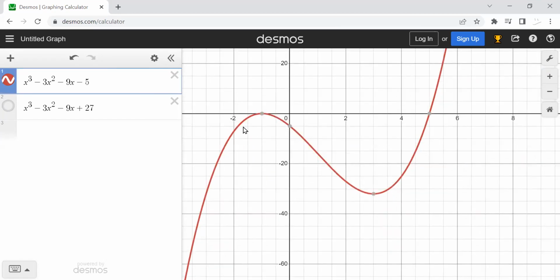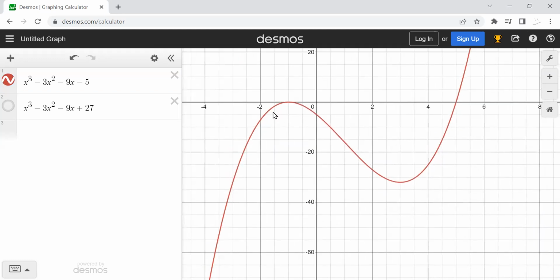How many turning points do you see? Turning point means you go up and then you go down again. There's one here, right? How many do you see? 2. Why is it 2? Because power 3. Zoom in? Huh? Sorry? Because you zoom in. Because I zoom in. No, okay, yes.